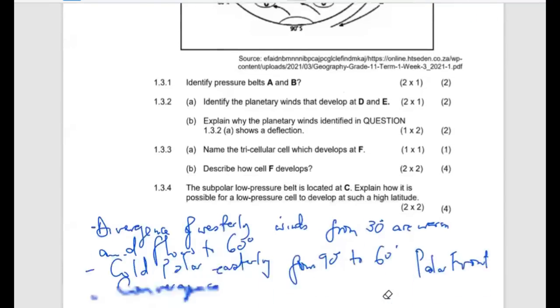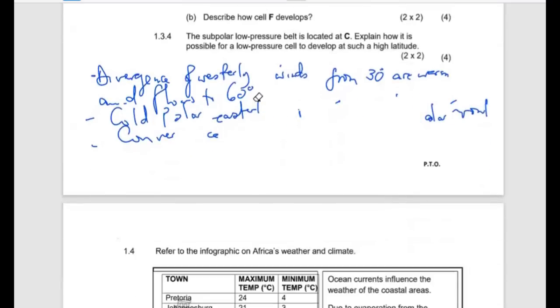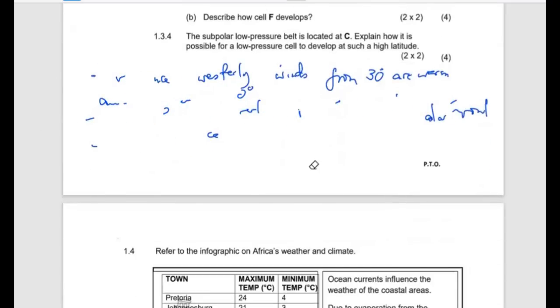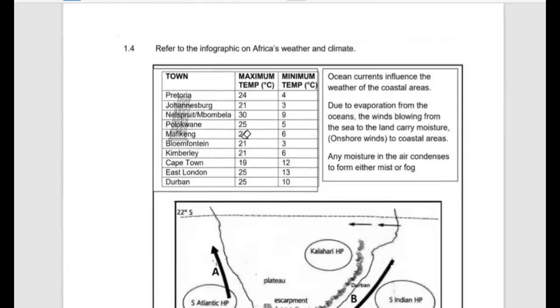Right. Then we'll move on to the next question. The next question is: refer to the infographic on Africa's weather and climate. On Africa's weather and climate, what are we supposed to look at? What are we supposed to analyze? We are supposed to check on how ocean currents influence the weather of the coastal areas.